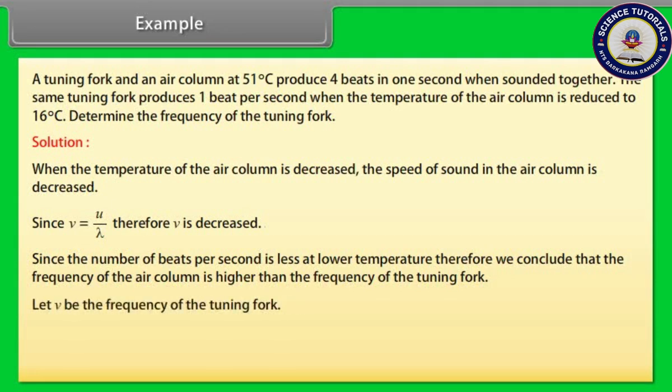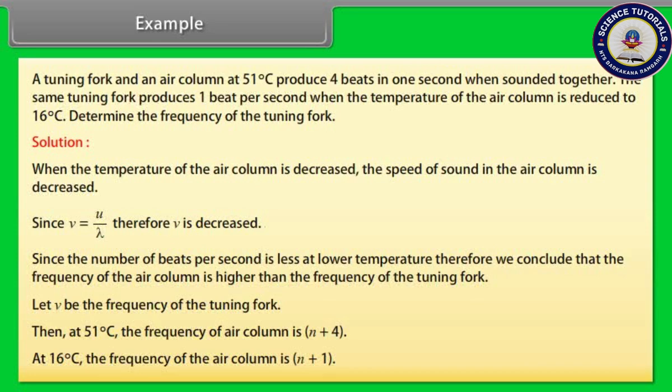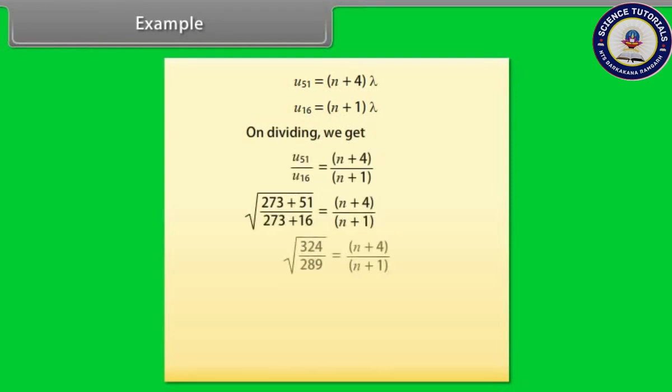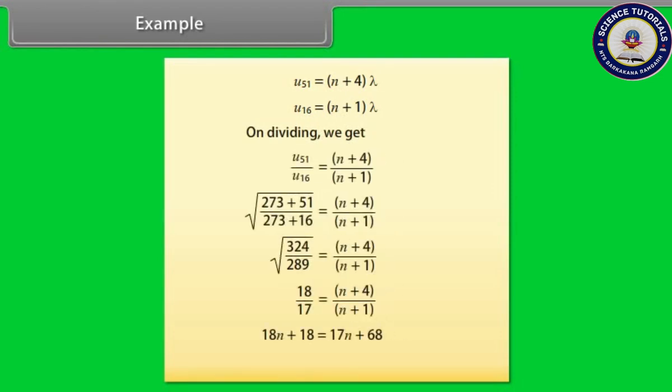Let n be the frequency of the tuning fork. Then at 51 degrees Celsius, the frequency of the air column is n plus 4. At 16 degrees Celsius, the frequency of the air column is n plus 1. On calculating the given values, we get the frequency of the tuning fork is equal to 50 Hz.